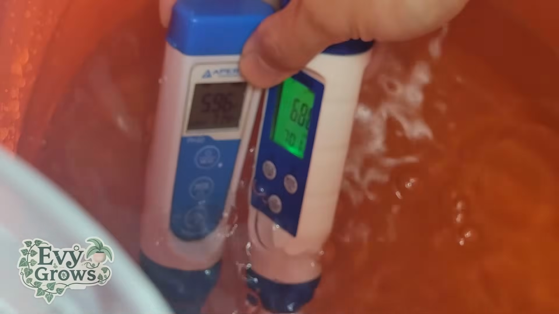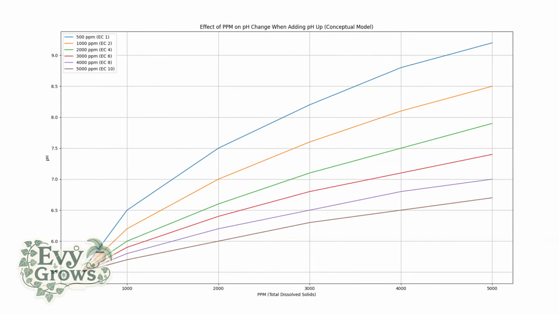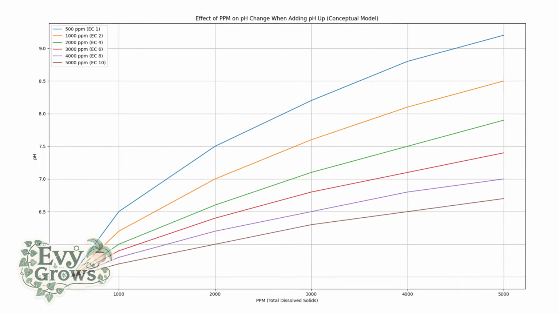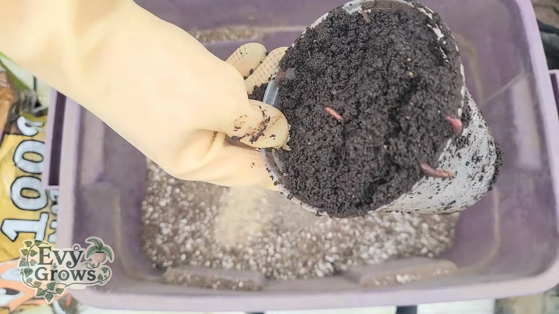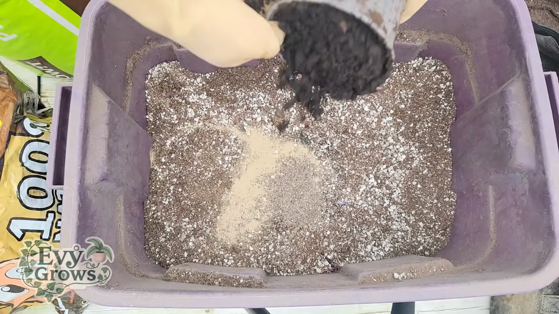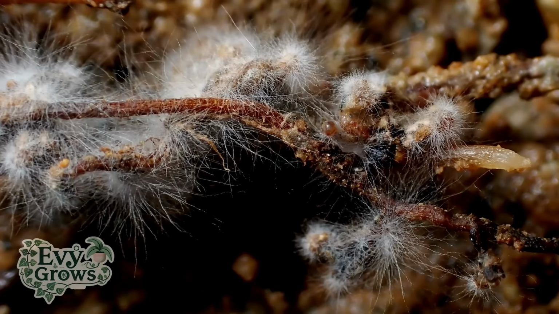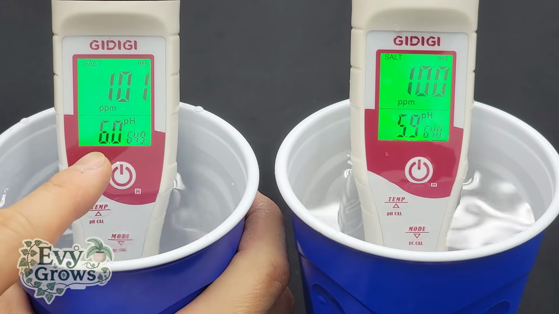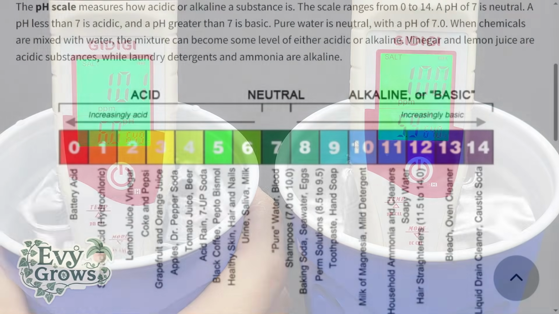The higher the ppm, the harder it is to move the pH, and this graph shows 6 different ppm solutions that had equal amounts of pH up added at each vertical line, and you could see lower ppms have more drastic changes. Now, organic soils and mycorrhizae also slow down pH drift, and temperature also has a slight effect on readings. I have my hand here, and you can see it's 6.0 versus 5.9 just because it's warmer.